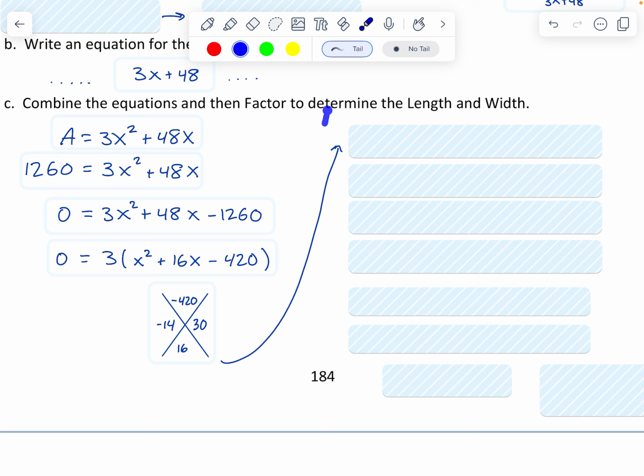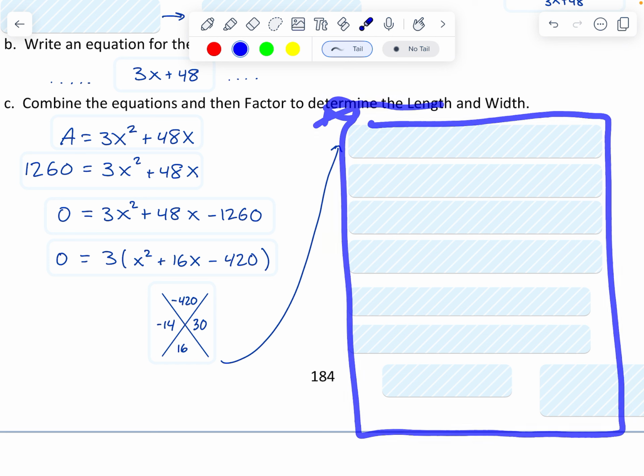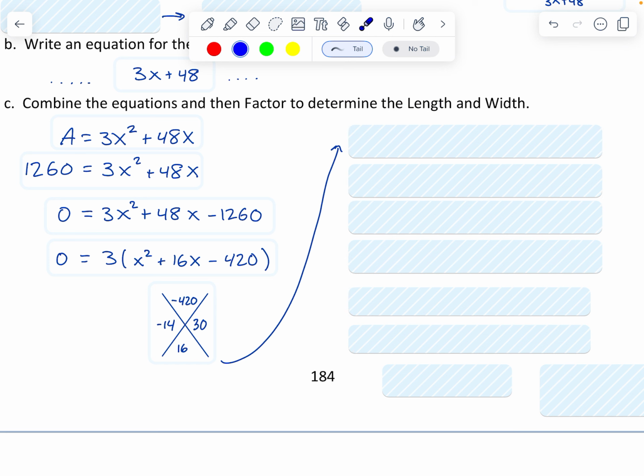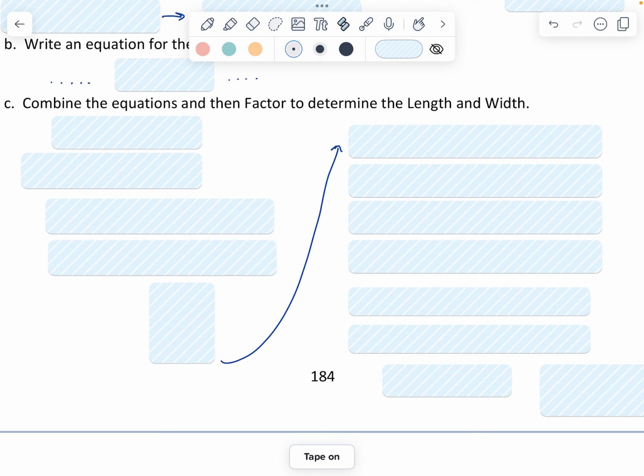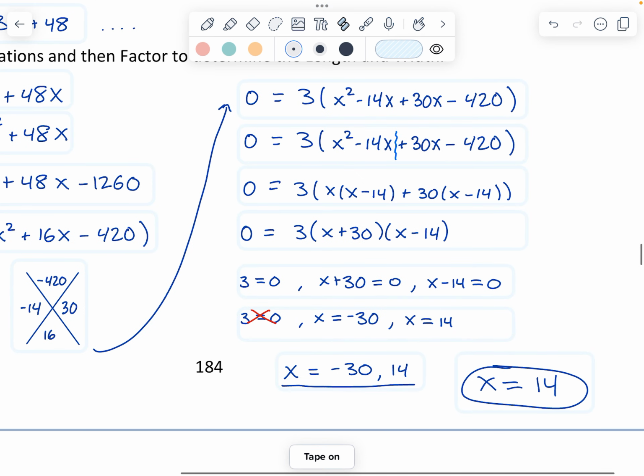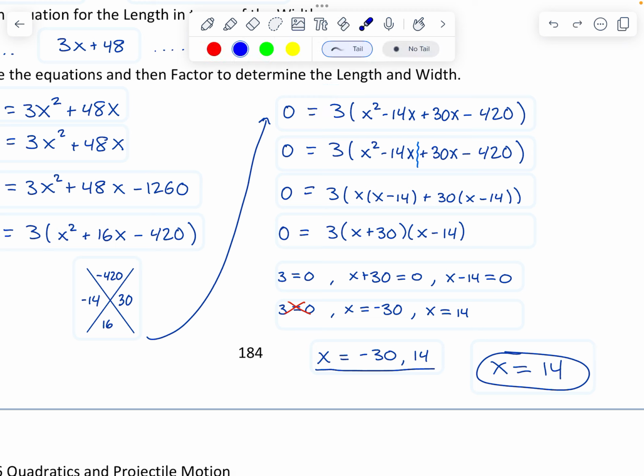And now what I would like you to do, if you have not yet, is split the middle, group, and see what you get for your solutions. That 3 hangs out in front because that 3 is like a little brother. It's got to hang out in front now. I have x squared minus 14x plus 30x minus 420. I split the middle to make 2 binomials.